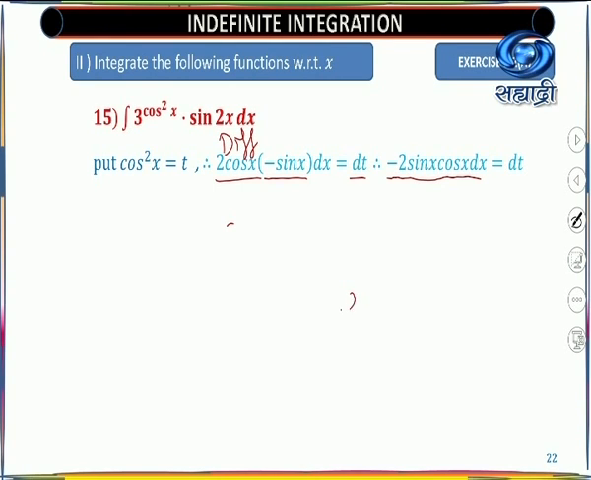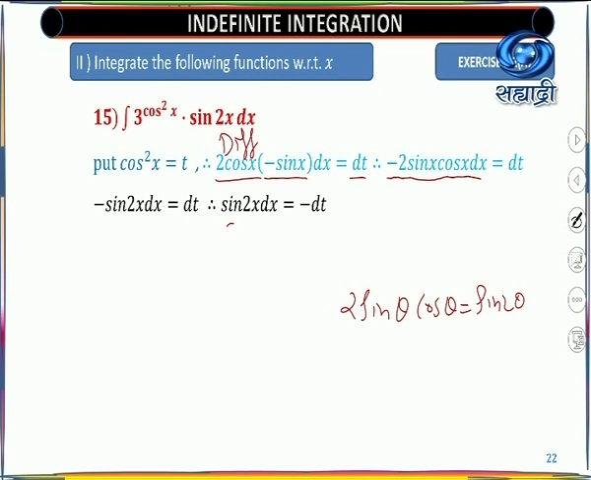You know that 2 sin theta cos theta is equal to sin of 2 theta. We don't want this negative sign, so we'll keep that negative sign as it is. What will you write? You will write minus sin 2x dx equal to dt. And the negative sign you take to the other side, because you have only sin 2x dx, so sin 2x dx equal to minus dt.